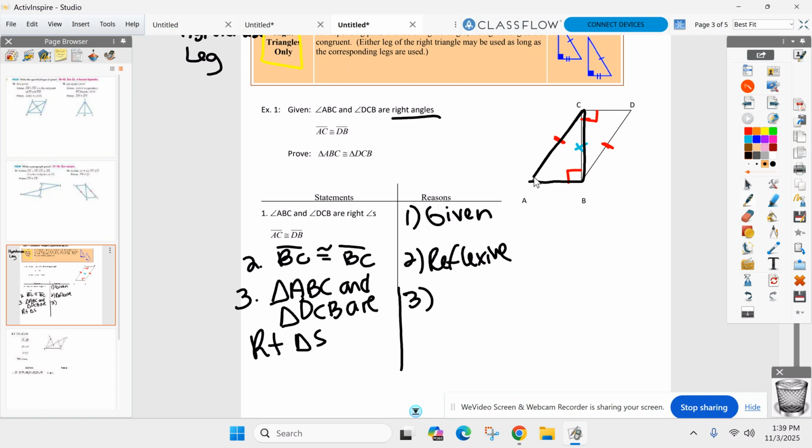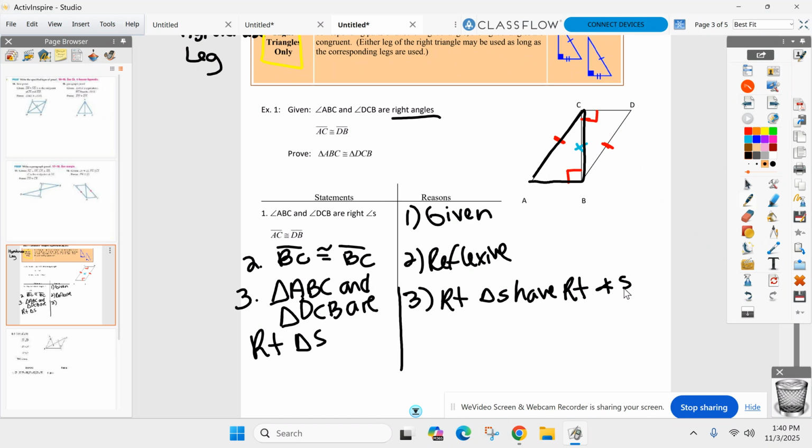It has a what in it? Which stands for a right triangle or right angle? It has a right angle, yes. It's a right triangle because it has a right angle. Right triangles have right angles. Okay, it's a slightly new reason. Deal with it.